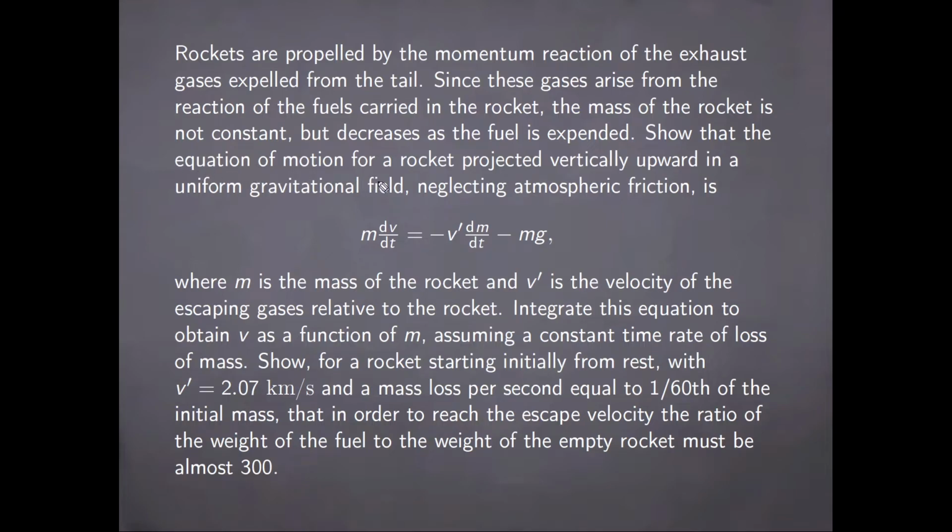Show that the equation of motion for a rocket projected vertically upward in a uniform gravitational field, neglecting atmospheric friction, is the following, where m is the mass of the rocket and v prime is the velocity of the escaping gases relative to the rocket. Integrate this equation to obtain v as a function of m, assuming a constant time rate of loss of mass. Show, for a rocket starting initially from rest, with v prime equal to 2.07 kilometers per second, and the mass loss per second equal to 1/60th of the initial mass, that in order to reach the escape velocity, the ratio of the weight of the fuel to the weight of the empty rocket must be almost 300.